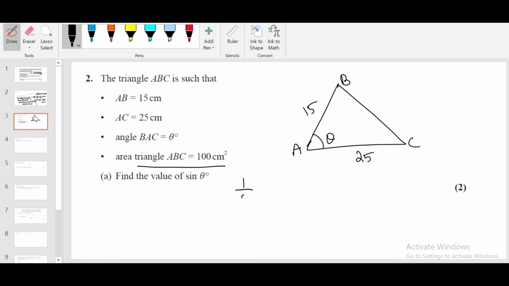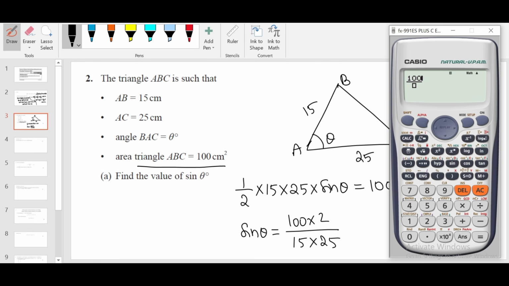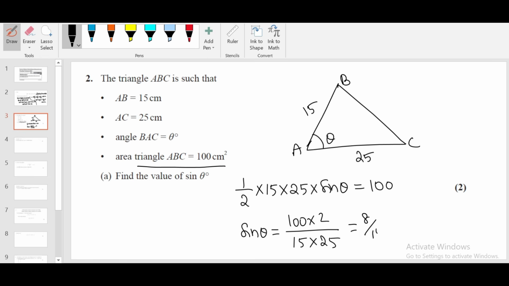How do we find the area? Half AB AC sine theta is equal to 100. Make sine theta the subject. You will get 100 times 2 divided by 15 times 25. 8 over 15 is the answer. That's all. Simple 2 mark question. I'm going to move on to the next part now.